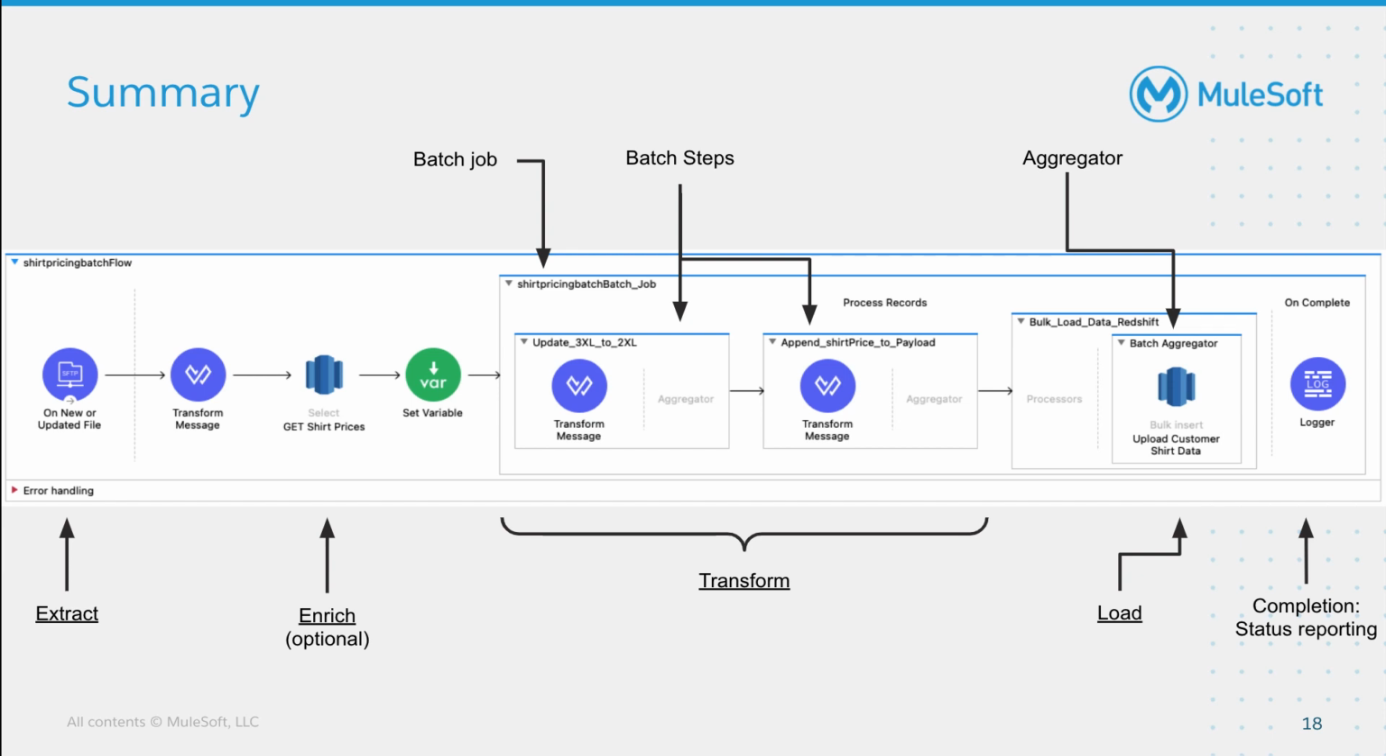Then we entered a batch job, inside of which we had two batch steps. That is where we applied the transformations, or the transform part of ETL, updating the 3XL shirt sizes to 2XL and appending shirt prices to that payload. Lastly, we had a third batch step that actually contained only an aggregator. This is where we were aggregating data and finally bulk uploading it to Amazon Redshift, the load part of ETL.